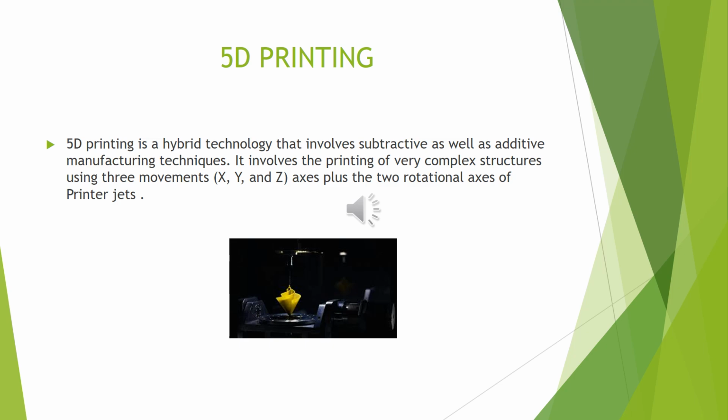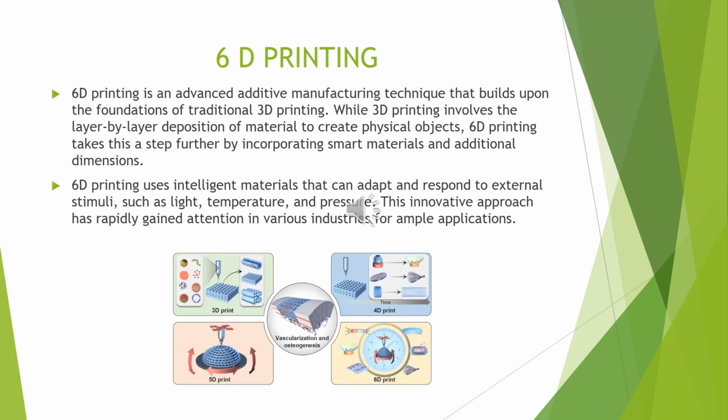6D printing. 6D printing is an additive manufacturing technique that builds upon the foundation of traditional 3D printing. While 3D printing involves layer-by-layer deposition of the object, 6D printing takes it a step further to incorporate smart materials and an additional dimension. 6D printing uses intelligent materials that can adapt to external stimuli such as light, temperature, pressure, etc. This innovative approach has rapidly gained attention in various industries for different applications.